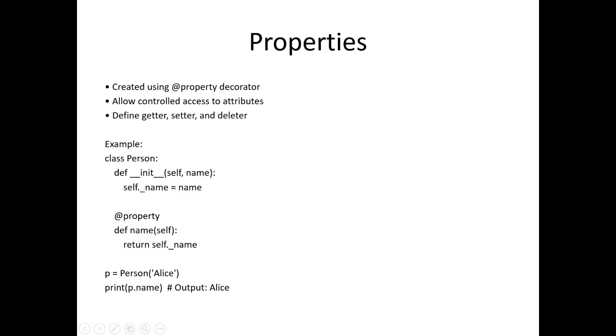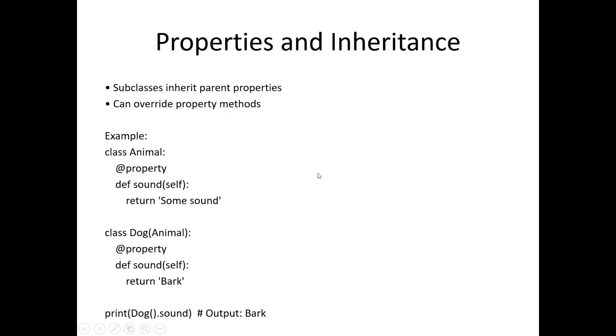So let's go to the next slide, properties. Properties let us control how attributes are accessed and modified instead of exposing the data directly. We can use the property decorator to create getter and setter methods. This helps you validate or transform data before it's used, keeping your code clean and safe. Properties and inheritance: properties can also be inherited. Subclasses automatically get the parent's properties, but they can override them if needed. This is super useful when you want to modify how data is presented or controlled in a subclass without changing the base logic.